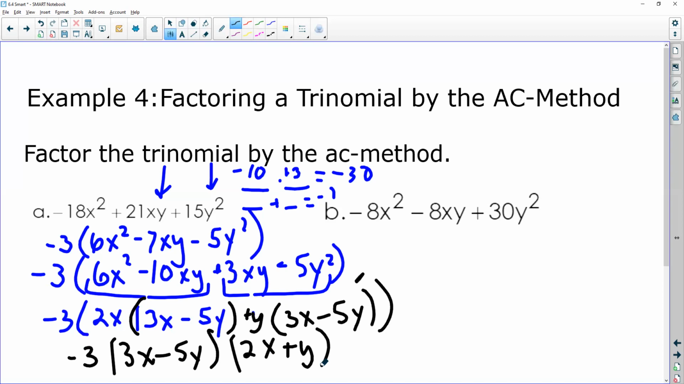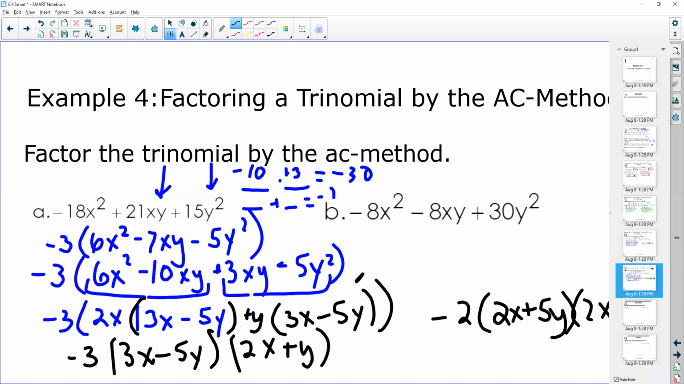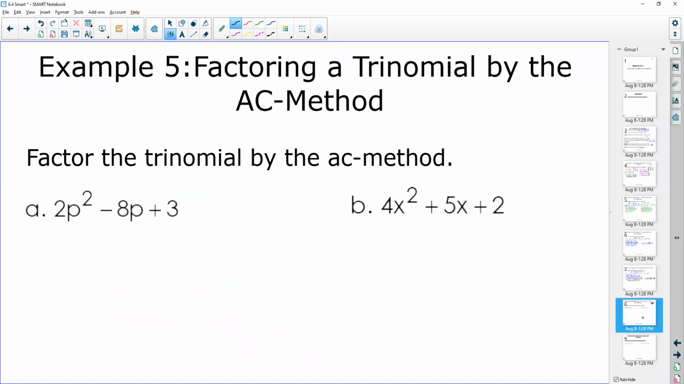All right, try the next one yourself. You can do it. Just ignore the hitchhiker common term. So when you're done, it should be negative 2 times 2x plus 5y times 2x minus 3y. Okay. All right, 2 more slides.